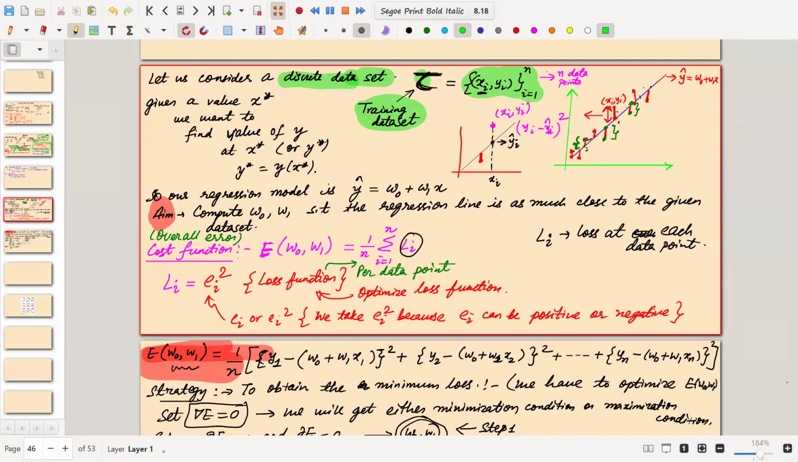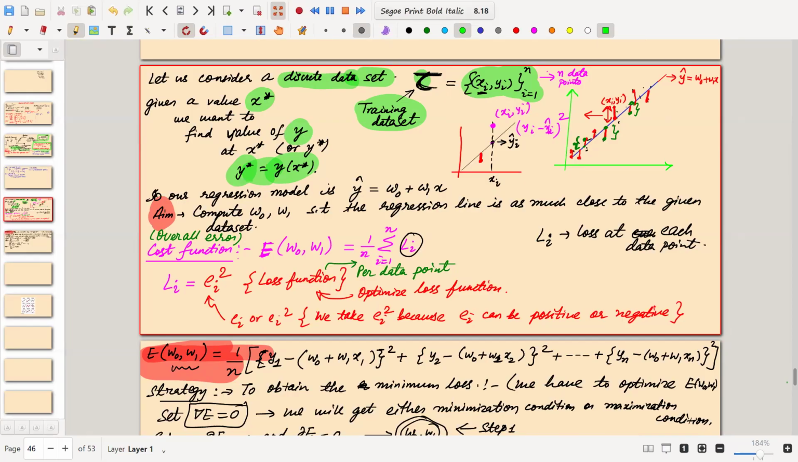Given a value of x star, we want to estimate the value of y at that point x star. That means we want to find y star, such that y is y of x star. I will give you this x star value. Can you estimate the y? That x star won't be in the data set. Is it clear, or shall we do it again? It's clear.